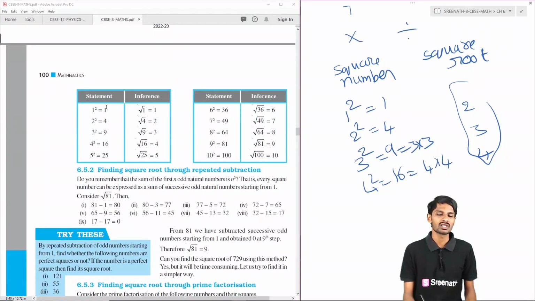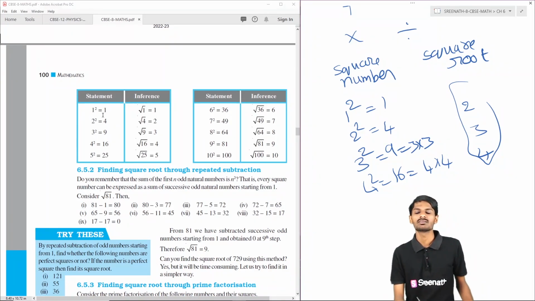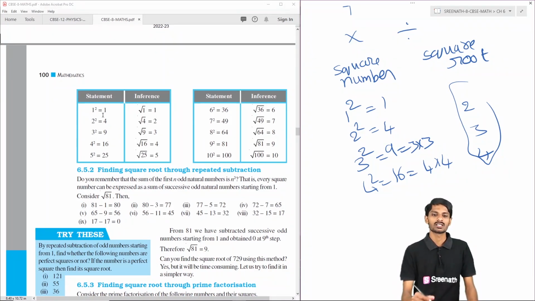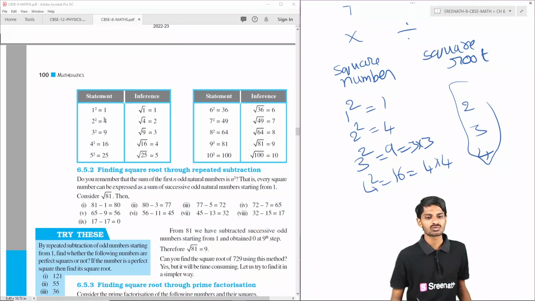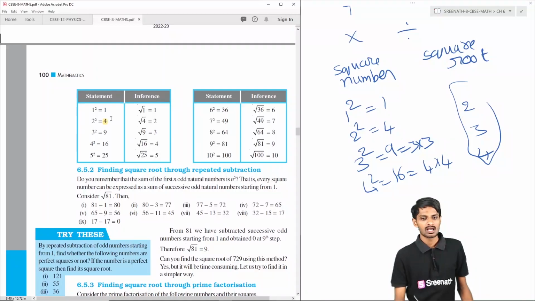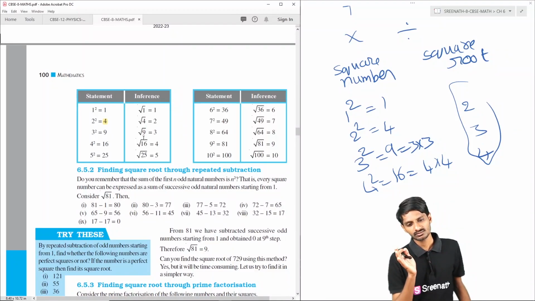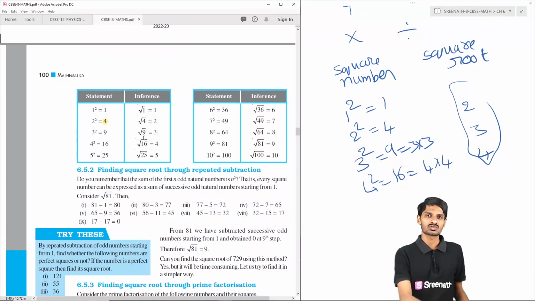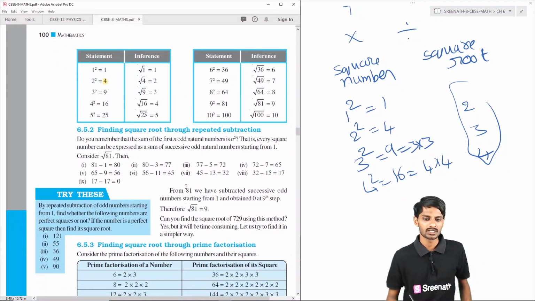If you see 1 square equals 1, that is the statement, but what is the inference? The opposite is, if you find the square root of 1, that is 1 only. 2 square equals 4, so what is the square root of 4? That is simply 2. And 3 square equals 9, and the square root of 9 is 3. So this is called the square root, students. Here we will find out how to find square roots using different methods. Finding square root through repeated subtraction.